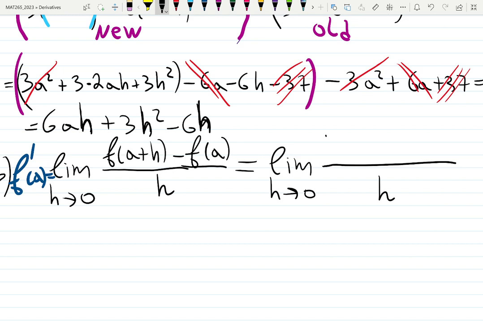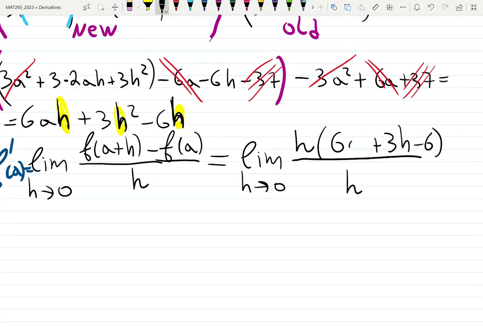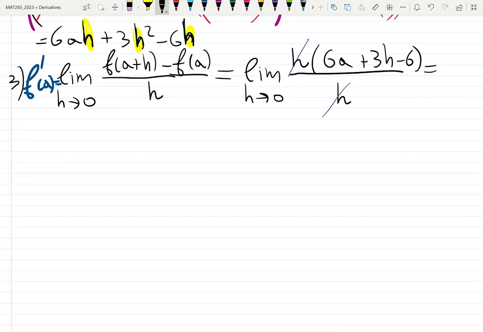Let's factor out h. I notice h is here, here, and here. So it's going to be 6a plus 3h minus 6. And yay, I'm canceling out the h in the denominator. Now, step 1, plug in, hope for the best, or keep simplifying. I'm plugging h equals 0, and the answer is 6a minus 6.